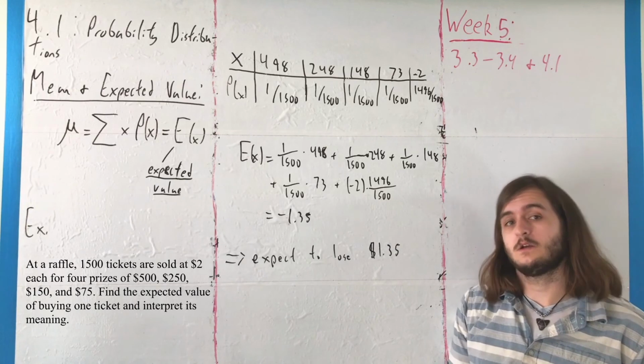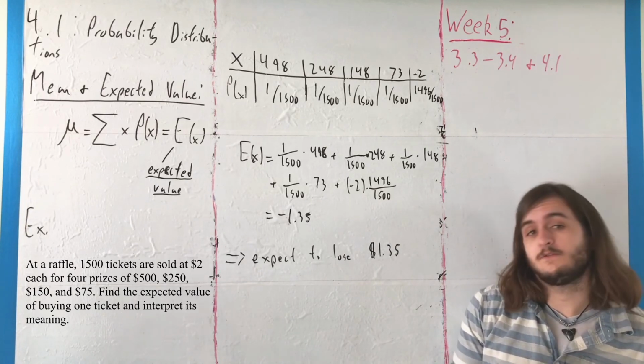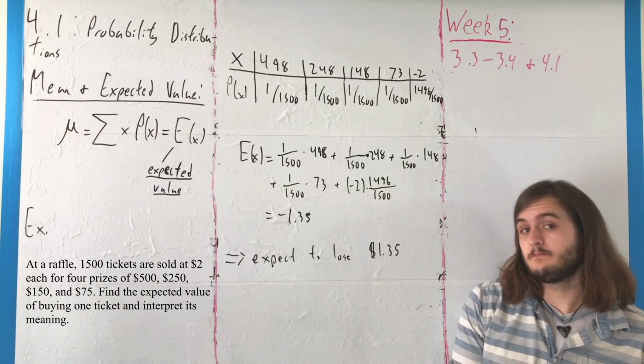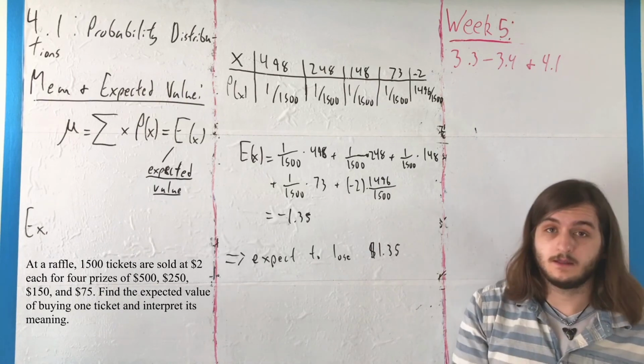And the last thing we're going to see here is a bit on standard deviation and variance, our basic measures of variation in this context.